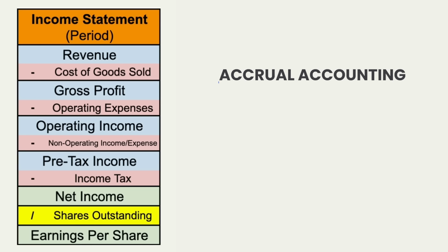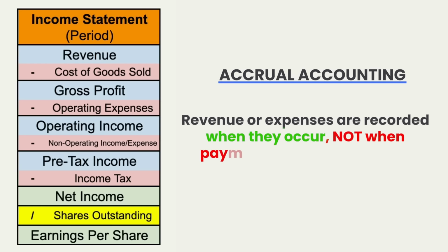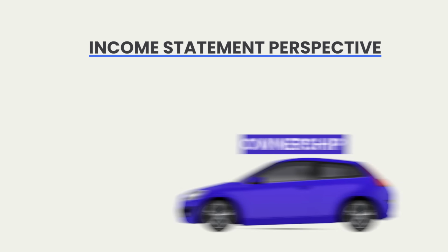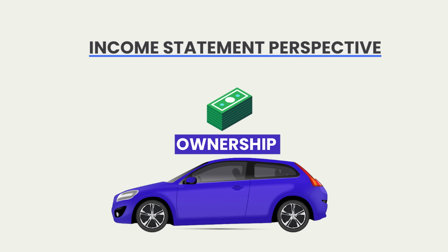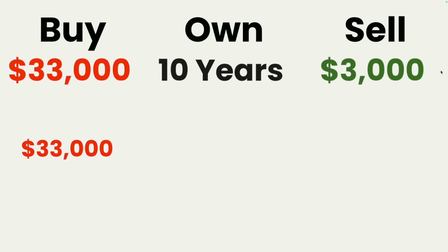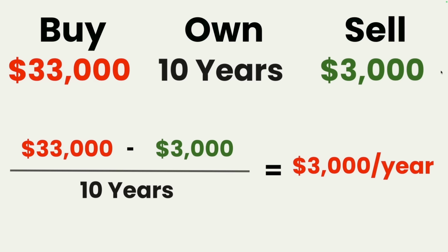However, with accrual accounting, revenue and expenses are recorded when they occur, not when payment is received or made. So from an income statement perspective, we would have to take that car ownership cost and smooth it out over that 10-year period to show that the car is being used. To do so, we would simply take the cost of acquiring the car, $33,000, subtract what we expect to sell the car for, $3,000, and divide it by the length of time that we expect to own the car, 10 years. When we do that math, we would say that this car costs us $3,000 per year to own.